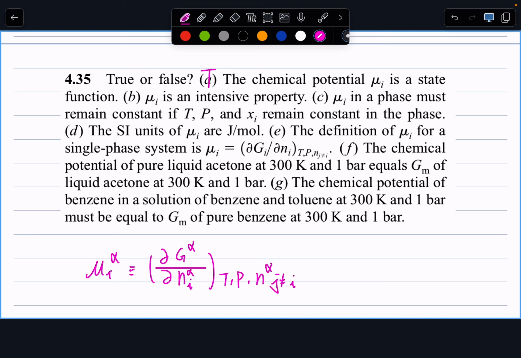Mu i is an intensive function, so we went over that in class, right? So Gibbs free energy itself is extensive, but we're dividing the Gibbs free energy over the number of moles. Thus, my chemical potential is an intensive function.